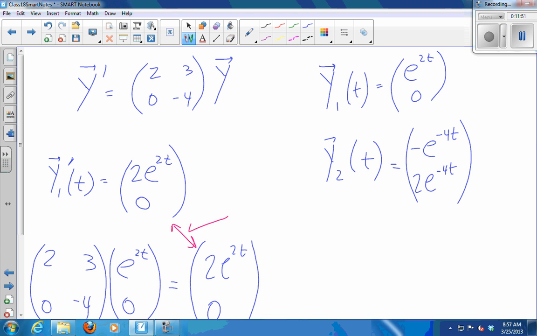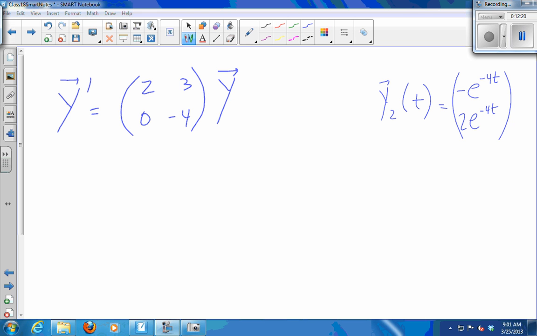So it actually takes quite a lot less work to check solutions if you use the matrix notation. So get comfortable with it now while we're still in 2 dimensions. Okay. All right, so let's check y2. Actually, why don't you check y2? Take a couple minutes in your groups, verify that y2 is a solution.